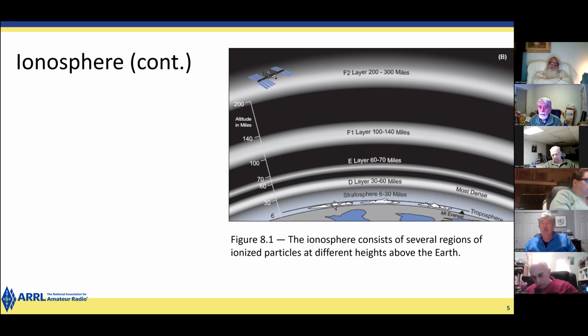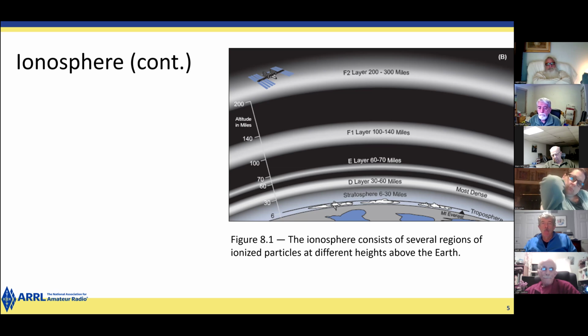So, at any rate, at the bottom of the F2 layer, at about 200 miles up, there's enough drag on satellites that they'll come down to Earth after a week. But if you get beyond the top of the F2 layer, outside the ionosphere, they can stay up for years without coming out of orbit.